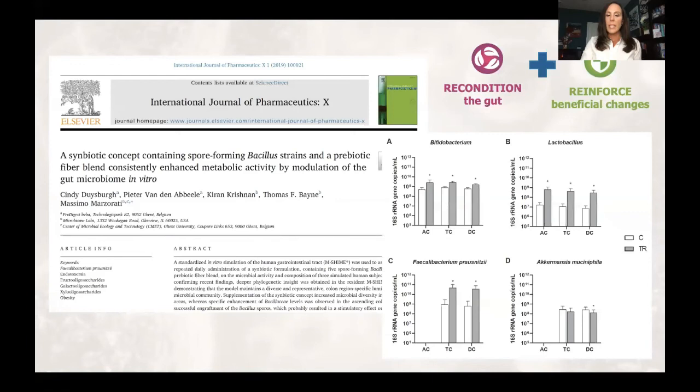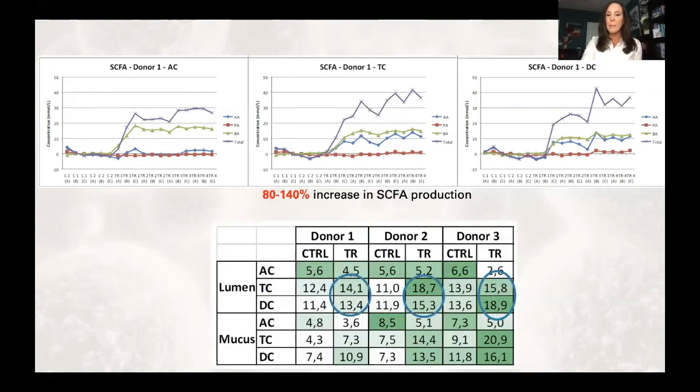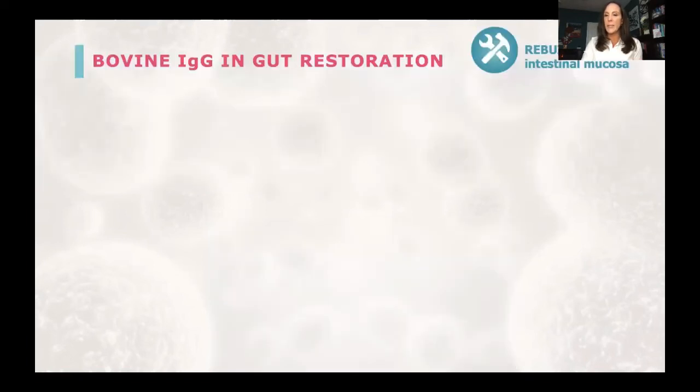So this particular study talked about reconditioning, so Megaspore plus Mega Prebiotic, and showed that this combination of symbiotic caused an increase in Bifidobacter, an increase in Lactobacillus, and an increase in the keystone strain Faecalibacterium prausnitzii compared to the control. This is short-chain fatty acid production, an 80 to 140% increase with the precision prebiotic, which is Mega Prebiotic, and then also the Megaspore probiotic together as a symbiotic. And you can see the green was increases in keystone strains. It's a little hard to read this. This is a standard way of doing the research, but clearly after treatment, donor 1, 2, and 3 all had increases in keystone strains.